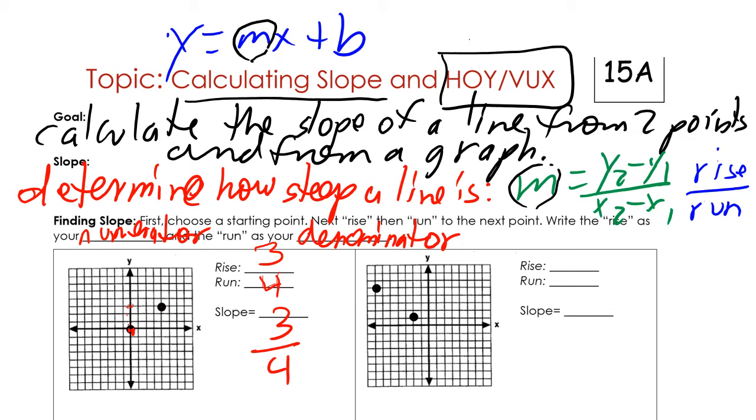Let's try another one. As I say, I like to start at the lower point. So I'm going to be counting up. 1, 2, 3, 4. Rise is 4. And from there I'm going left. 1, 2, 3, 4, 5. I went left 5, so the run is negative 5. So the slope is 4 over negative 5, or negative 4 over positive 5. You can write it either way.